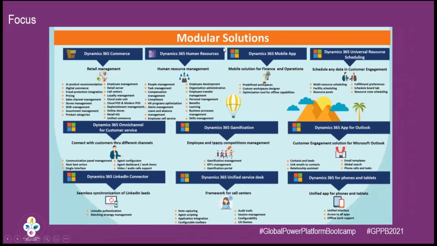We also have modular solutions. We have 365 e-commerce, 365 for human resources. You also have the mobile app. So Dynamics 365 universal resource scheduling, omni-channel, gamification, app for Outlook. Again, we are now bringing integrations with other services here. You got LinkedIn Connector. An organization is looking for insights, either sales insights or talent insights. You got the connector to look at LinkedIn. You have Unified Service Desk, and you have 365 for phones and tablets. So again, it's quite a huge space to look at here. So again, you're not just being limited to just the solutions I have covered.